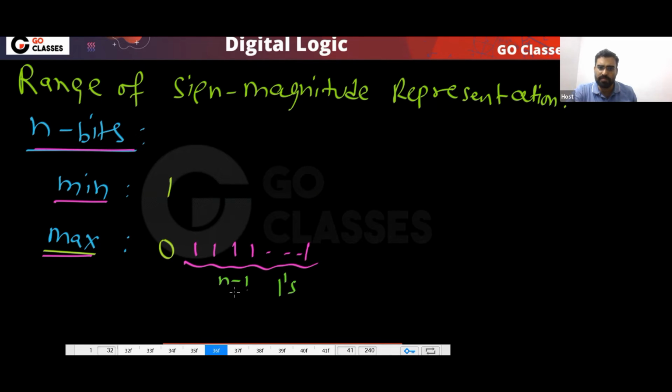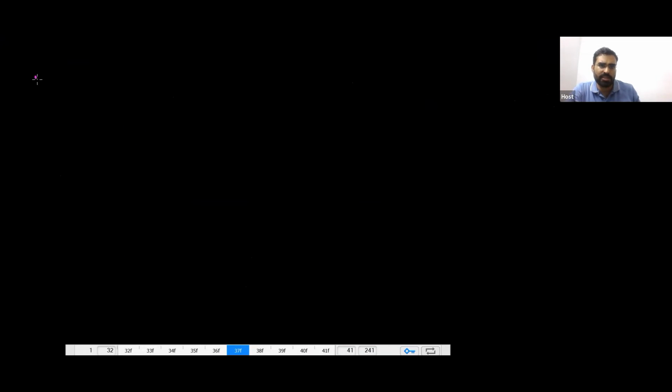So what is this number with n minus 1 ones? This is 2 power n minus 1, minus 1. You already know what 2 power n is: it will be 1 followed by n zeros.